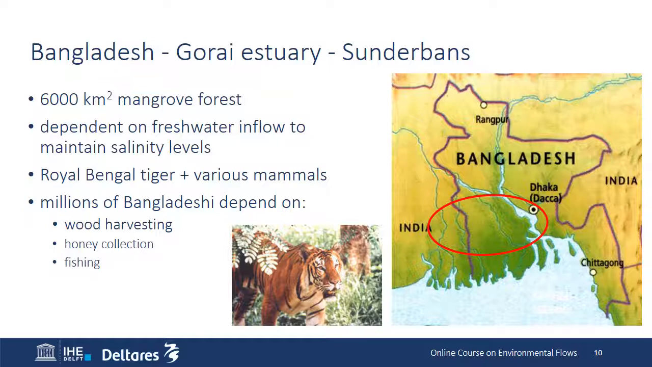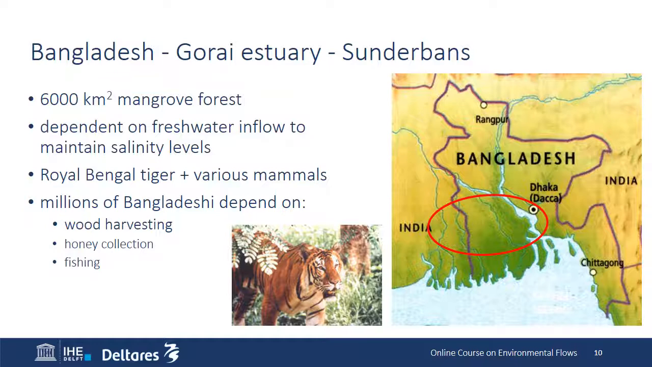mangrove, and especially the mangroves that are now there provide a very important type of timber wood. So many people in Bangladesh depend on this wood harvesting of the type of mangroves that grow in this area now. And also honey collection and fishing are important products that people use. So also here, the Sundarban not only provides an important habitat for animals, for example for the Royal Bengal tiger that lives there, but also millions of Bangladeshis depend on this area.